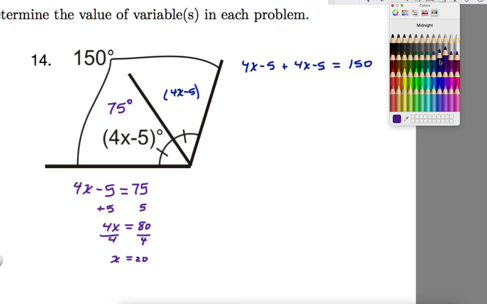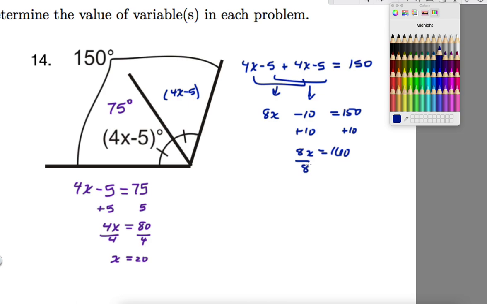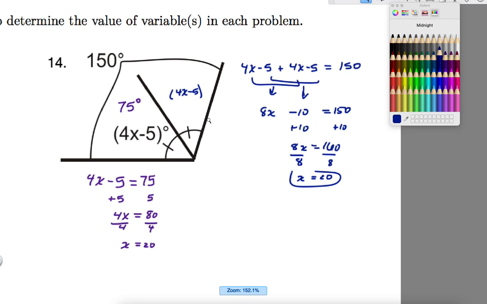And over here, I'll just go ahead and do this one too. If I combine my like terms here, I get 8x minus 10 equals 150. Add 10 to both sides, I get 8x equals 160. Divide by 8. 8 goes into 160 20 times. You see, we got the same answer for both, so either way is good.